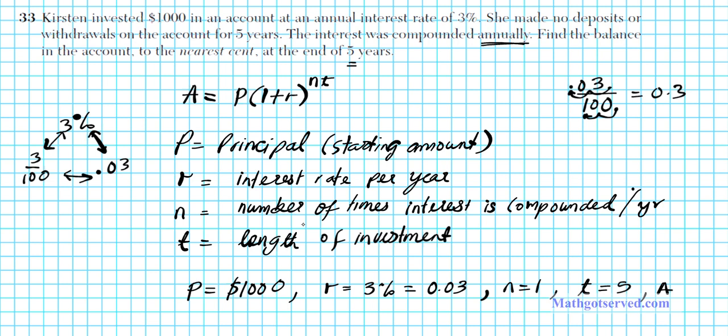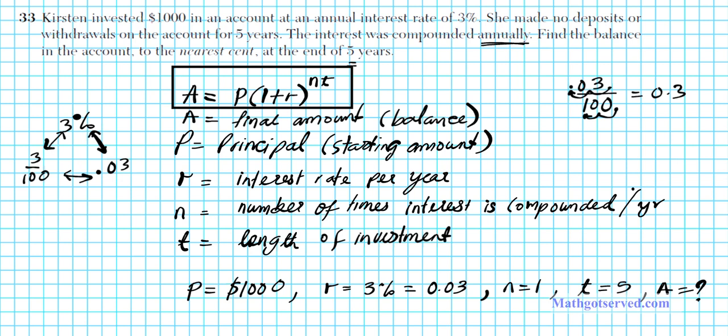A is the final amount, or balance. A is what we're looking for, so we don't know what A is. So let's put all these values into this formula, and then let's compute what her balance is at the end of 5 years. So this is a key formula you want to remember.